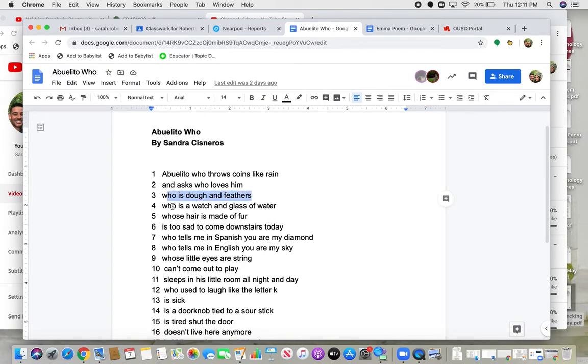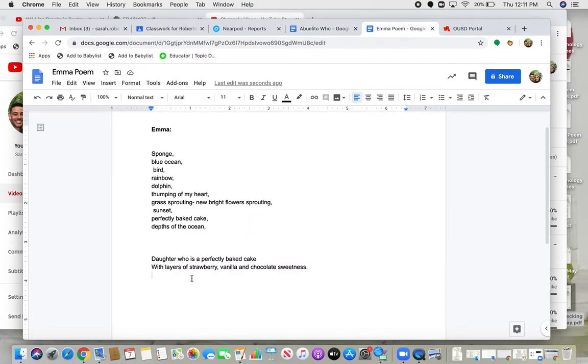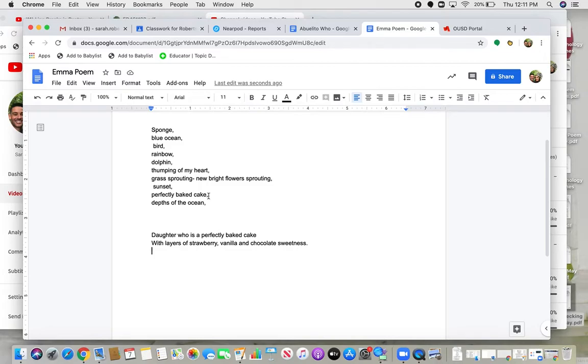Okay. Next, I'm going to go ahead and look back at "Abuelito Who," the poem here. Who is dough and feathers, who is a watch and a glass of water, whose hair is made of fur. So I see Sandra here describing the grandfather, what he looks like, right? So maybe I can go into what Emma looks like. So I use perfectly baked cake.